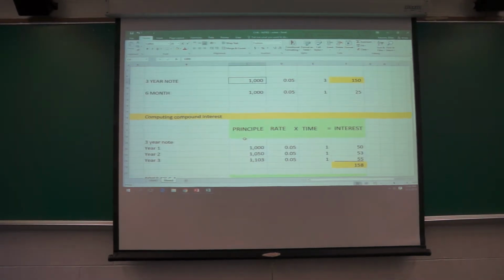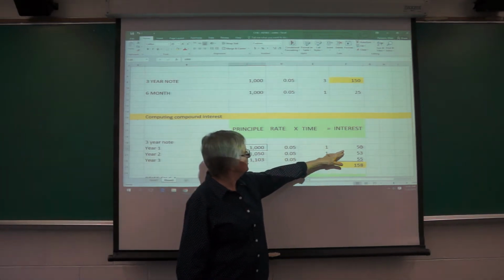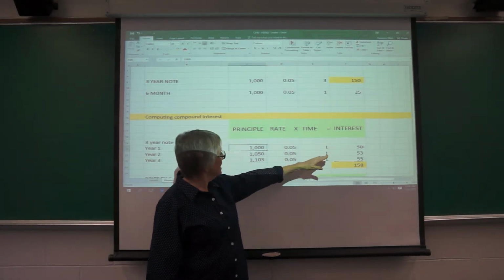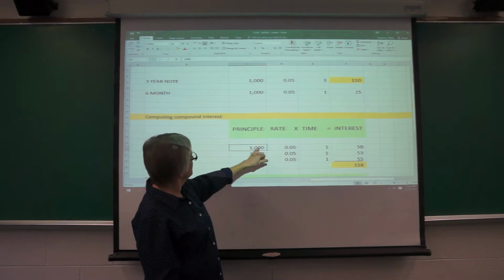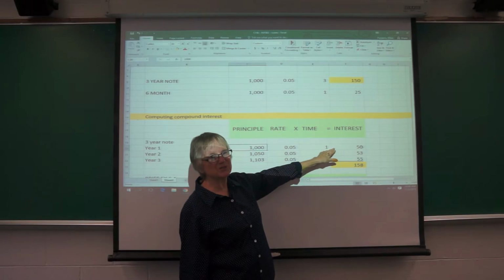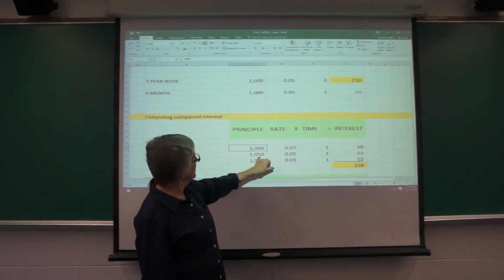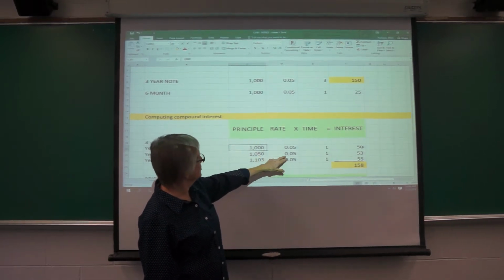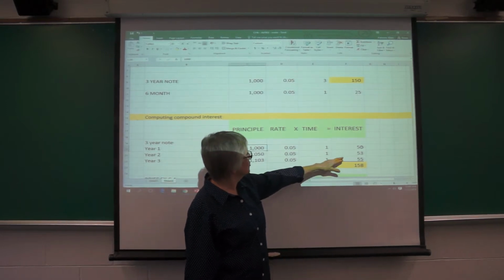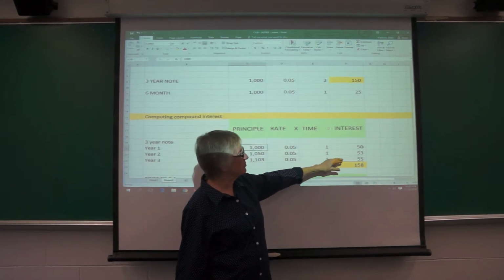Okay, so now, if we are going to be compounding the interest, let's see how that would work. For the first year, it would be the same, okay? You'd have the principal times the rate times the time, $50 interest. But then, with compound interest, you're going to be computing the next year's interest on the amount of the principal plus the interest so far. So you're going to be compounding it on $1,050. So it would still be the annual rate, time. So the second year's interest is 53.